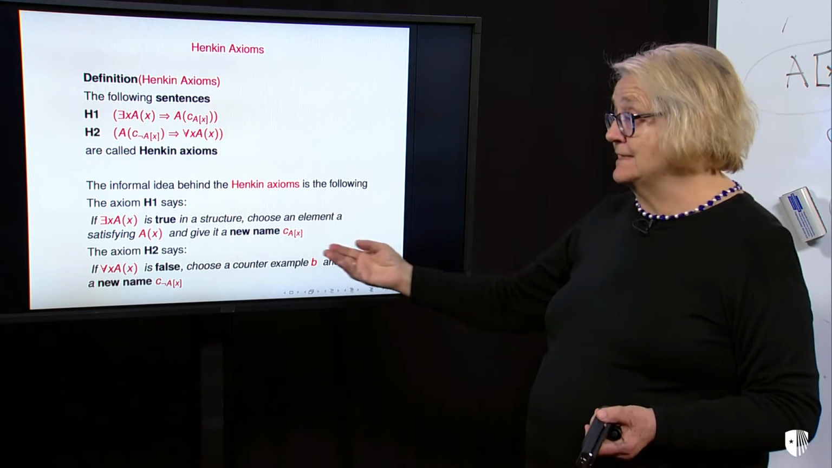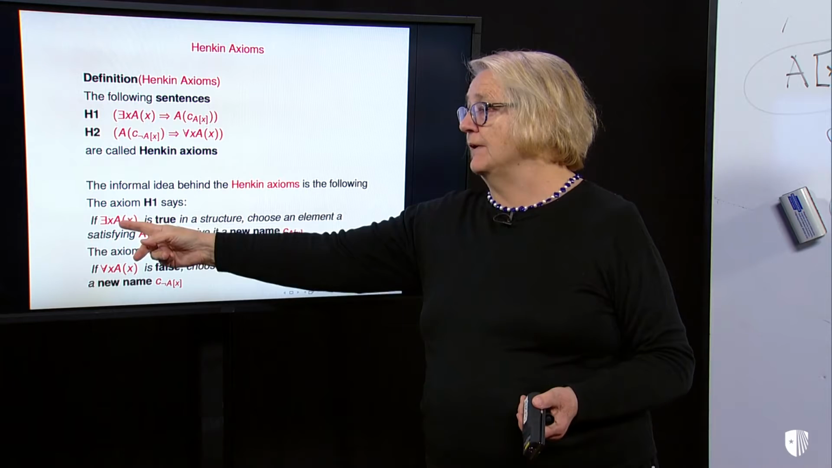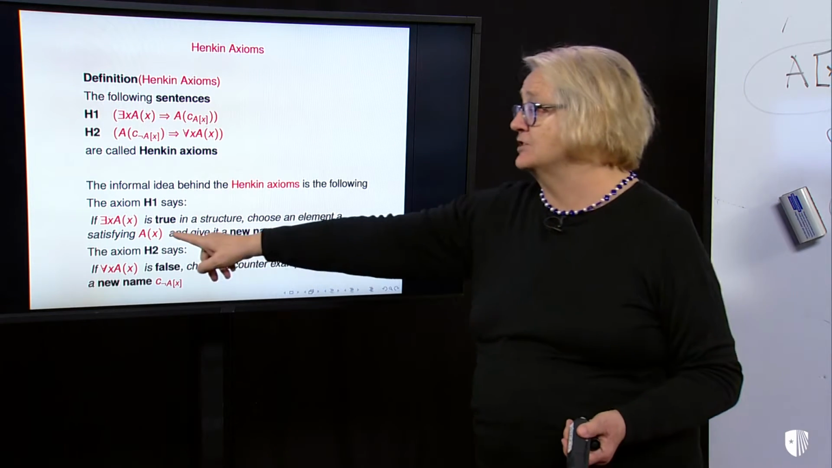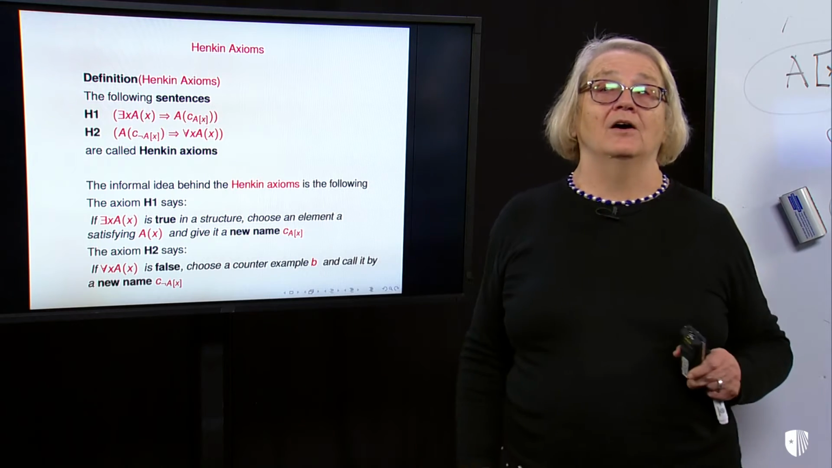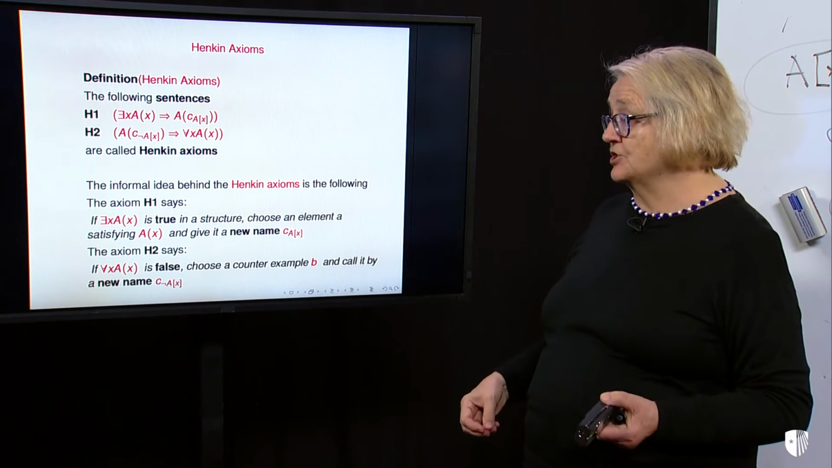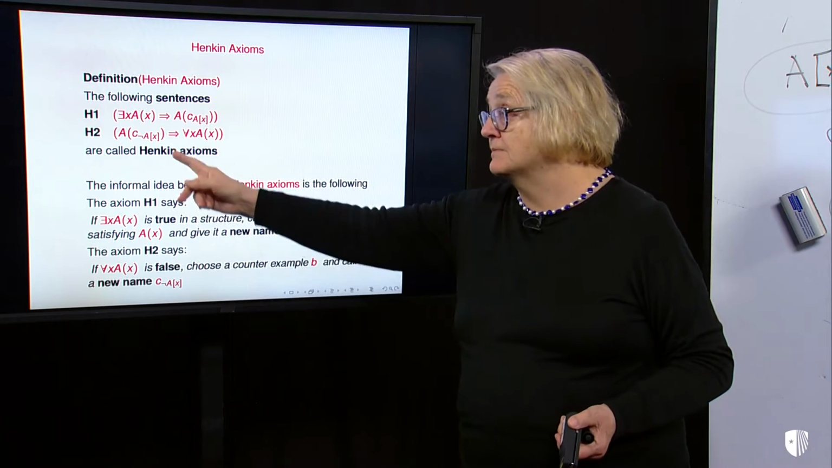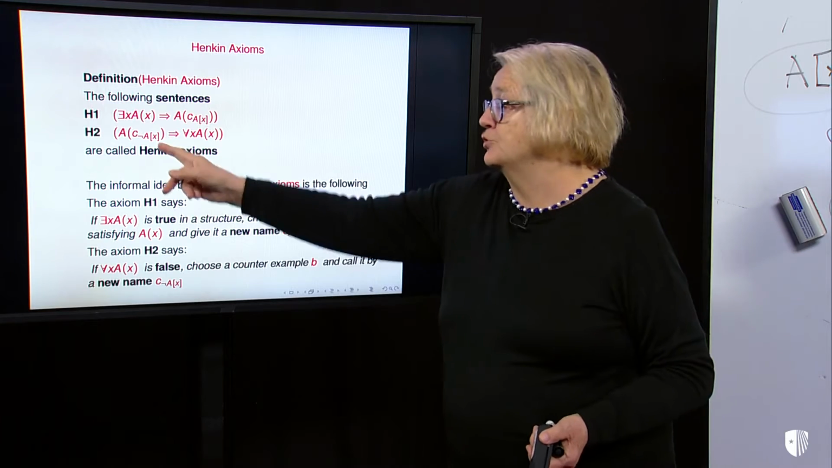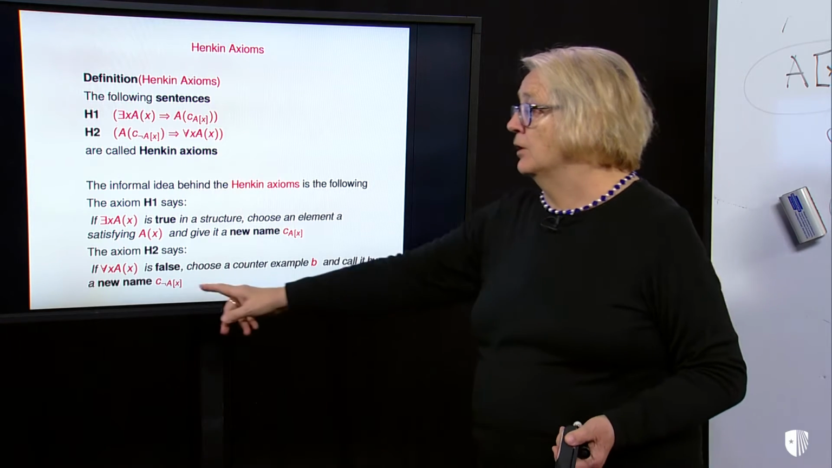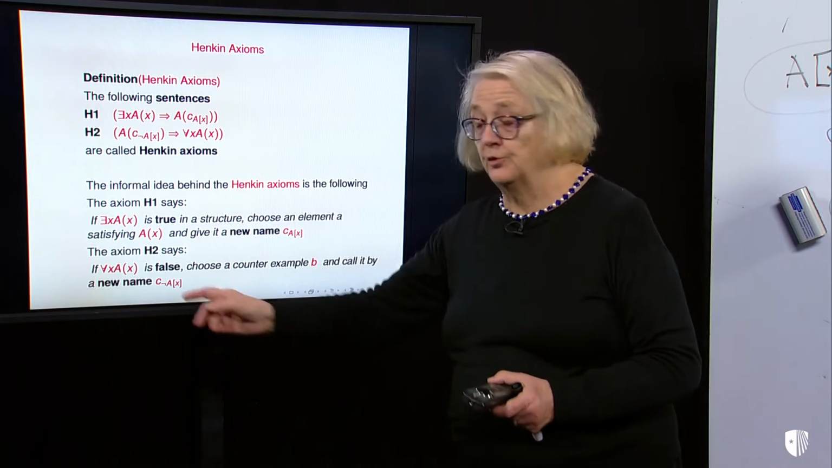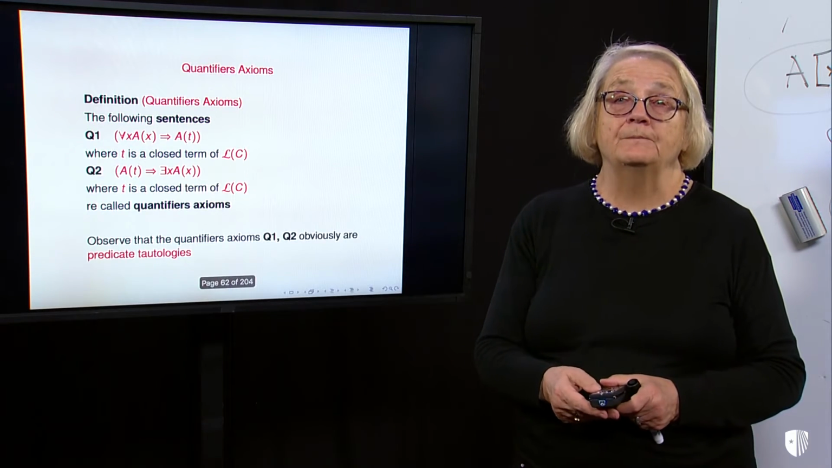And so the idea is, for "there is x" true in the structure, we choose an element that satisfies it, and you give it a name. And that is your constant we add to the structure. If it's false, we choose the counterexample, and call it a new name. It means a constant for the negation of A(x).